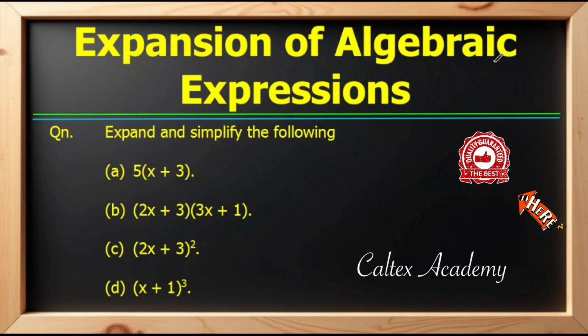Then algebraic is a combination of letters and numbers. And of course, expressions: when you bring more than two things together, it will form an expression. So we have four numbers here that we're going to work through step by step so that we understand the concept behind expansion of algebraic expressions.